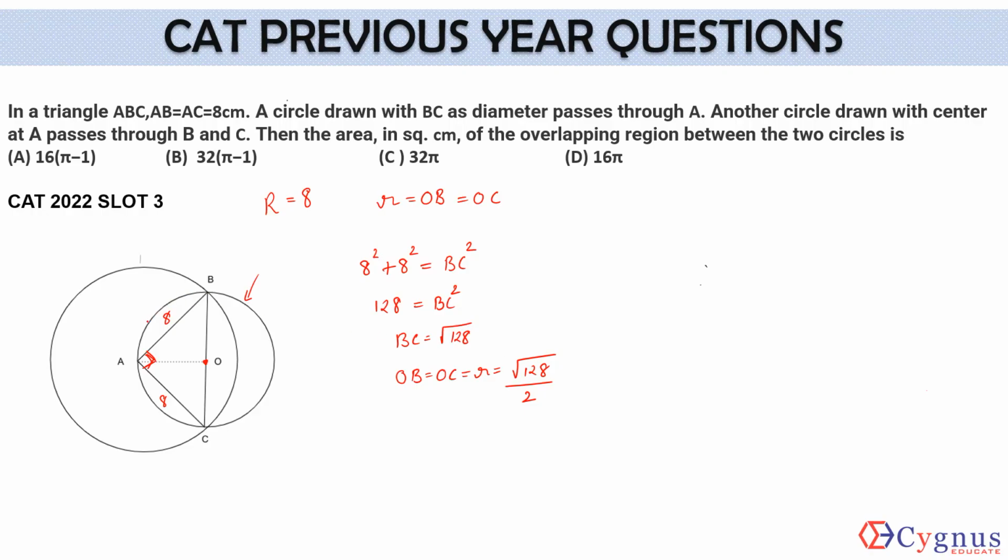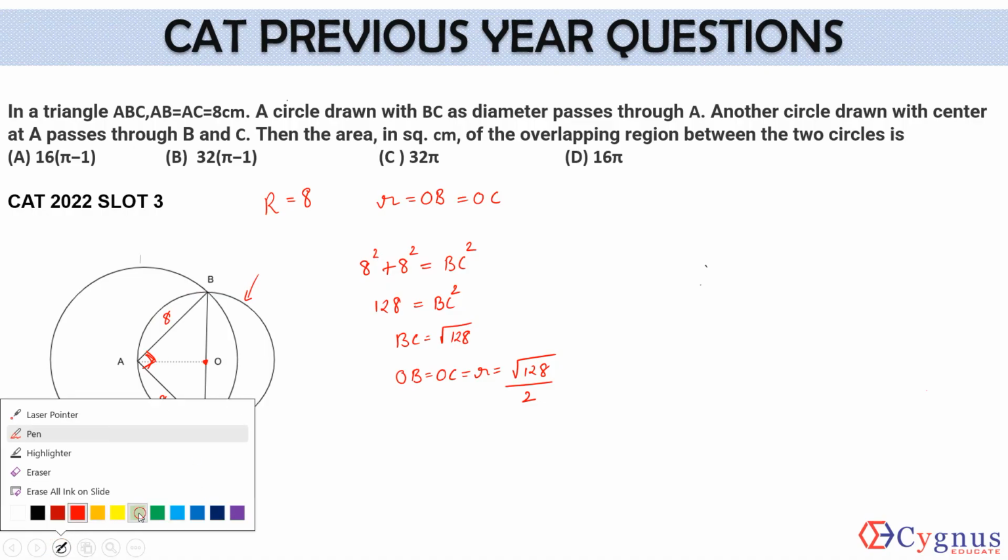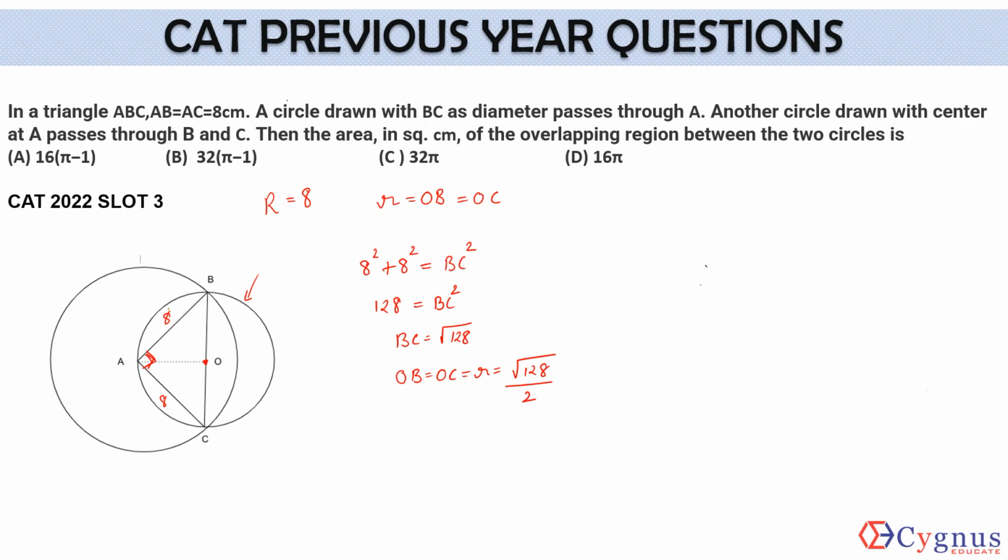I'm talking about this part, BAC, this complete area. Let's try to divide this area into two parts. The first one would be this one. This is the overlapping area. Can I say this is equal to half the area of the smaller circle? Because exactly this is a diameter, so it will divide the circle into two equal parts.